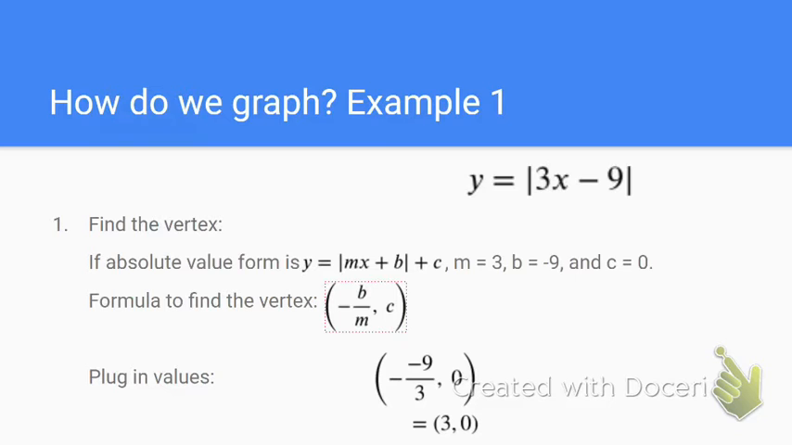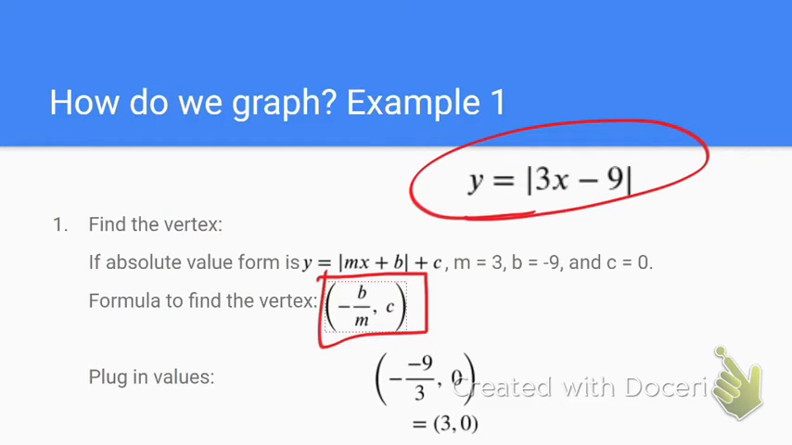So first, to find the vertex, the point at the bottom of the V or the top of the V, we're going to take the B divided by the M and make it negative. The Y value is the C. This is just the formula. So for example, if I had this equation, my M is 3, my B is a negative 9, and my C is 0 because there's nothing here. I'm going to plug it into my vertex formula.